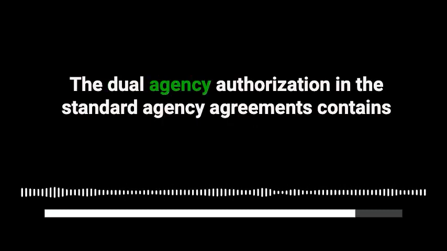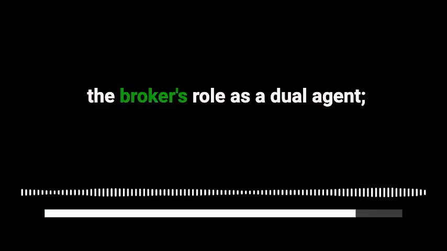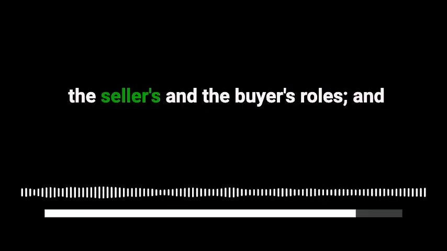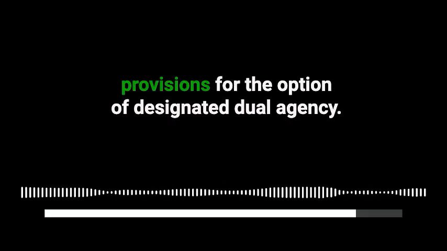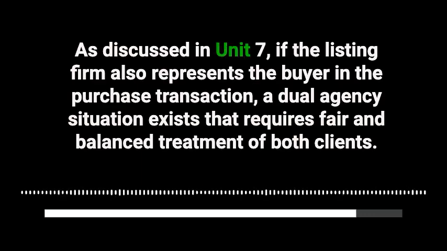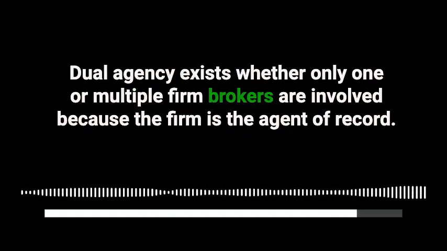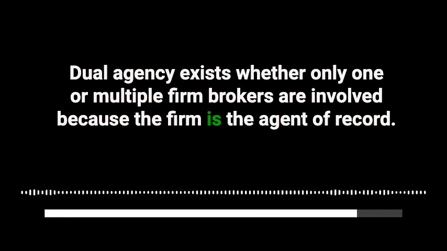The dual agency authorization in the standard agency agreements contains provisions for agreeing to dual agency, the broker's role as a dual agent, the seller's and the buyer's roles, and provisions for the option of designated dual agency. As discussed in Unit 7, if the listing firm also represents the buyer in the purchase transaction, a dual agency situation exists that requires fair and balanced treatment of both clients. Dual agency exists whether only one or multiple firm brokers are involved because the firm is the agent of record.